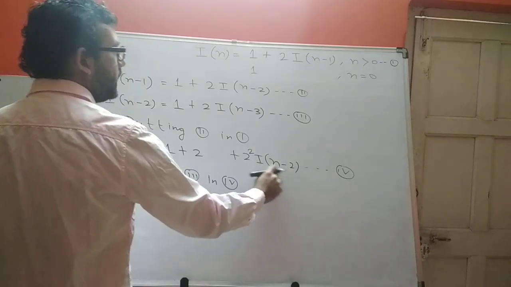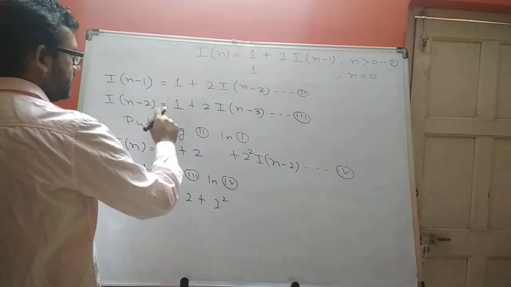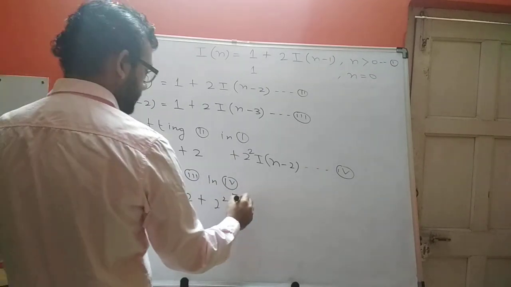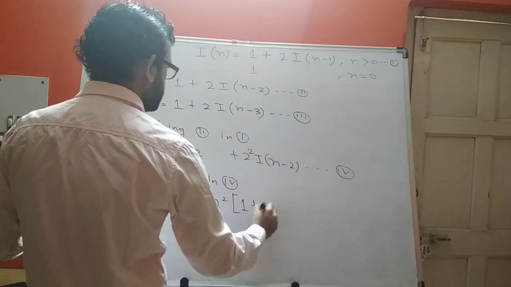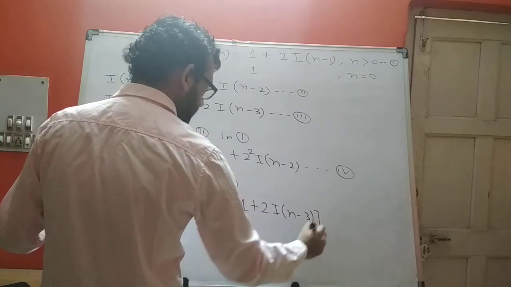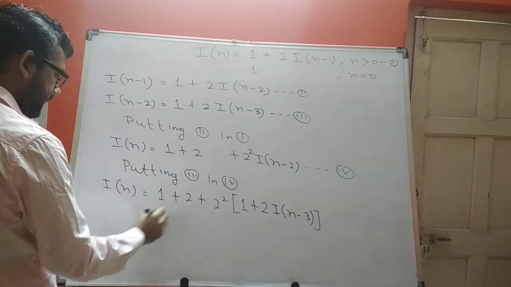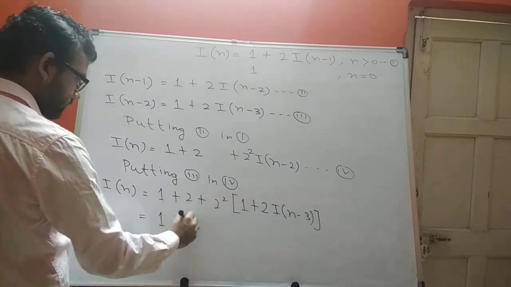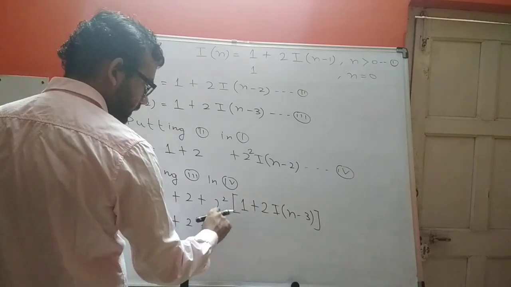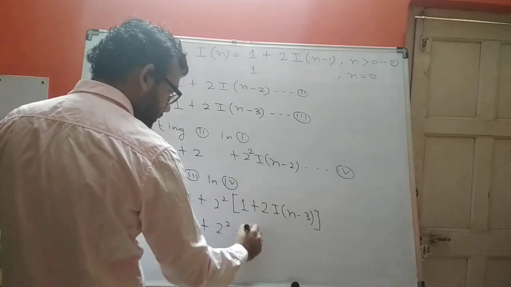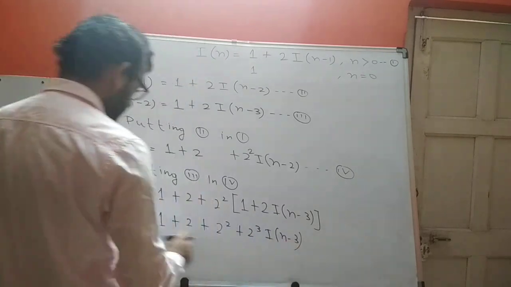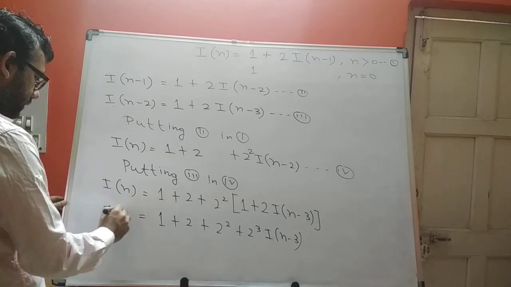Now see, I of n minus 2 can be written as 1 plus 2 into I of n minus 3. Now if I expand this bracket like I did here, so I'll just show this step for you. So I'll get 2 to the power of 2 into 1 is 2 to the power of 2. 2 to the power of 2 into 2 is 2 to the power of 3. I of n minus 3. So this is the expression I get for I of n.